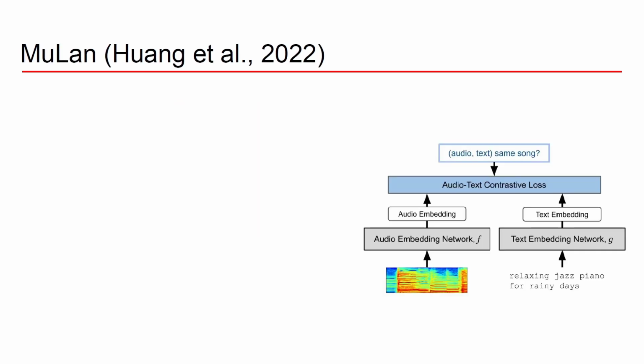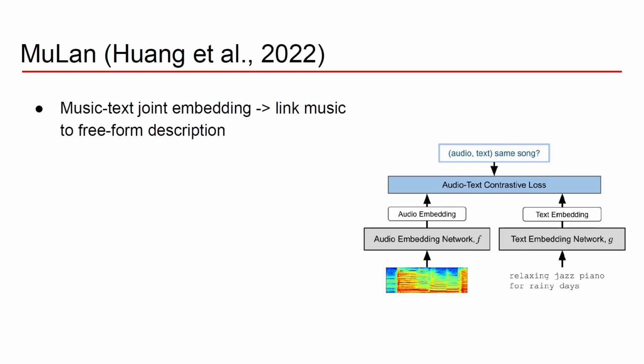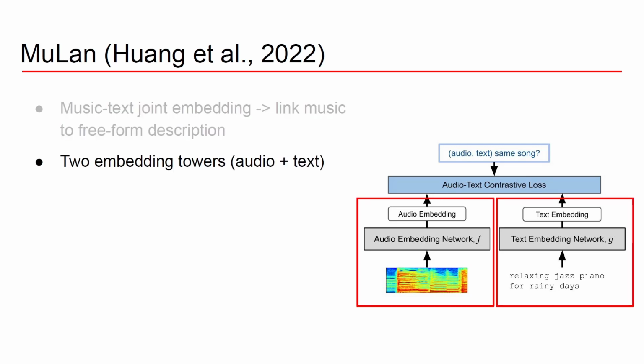Okay, and then we have MuLan, which is another system published by Google. And MuLan is a music text joint embedding model. In other words, what this does is link music with its descriptions in a free format. In a more formal way, it combines these two embeddings, which come from audio and text, into a joint embedding that is a single vector that has information both about audio and its textual description. We have, as I said, two embedding towers. So what does this mean? Well, it's basically two models that create embeddings, one for audio and one for text.